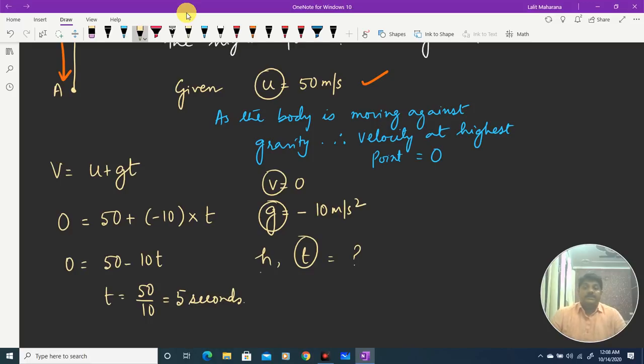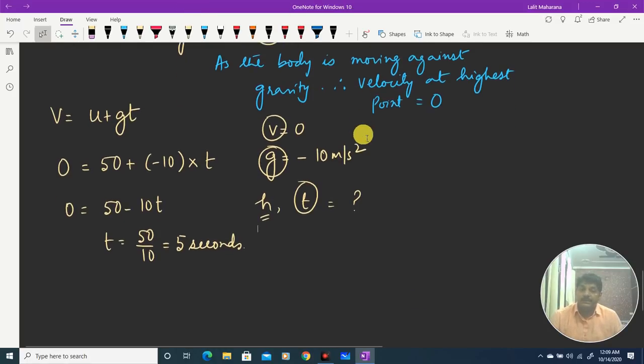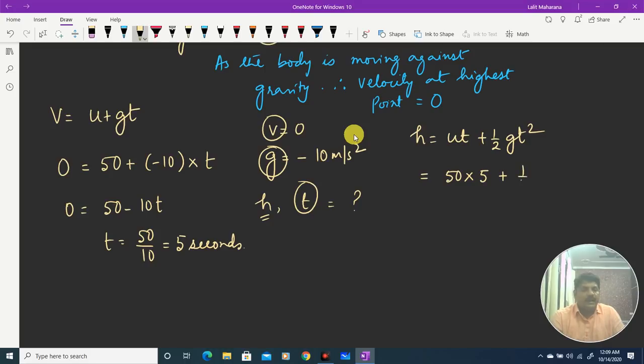Now we need to find out h. You can use the second equation or third equation. h is equal to ut plus half gt square. This we can use very easily. u is 50, time we have just calculated is 5, plus half into minus 10 into t square, which is 5 whole square. So this is 250 minus, because we have got minus 10, so 2 into 5 is 10. So 5 into 25, it is 125. So the height attained by the body is 125 meters. So this gives you the answer of the question.